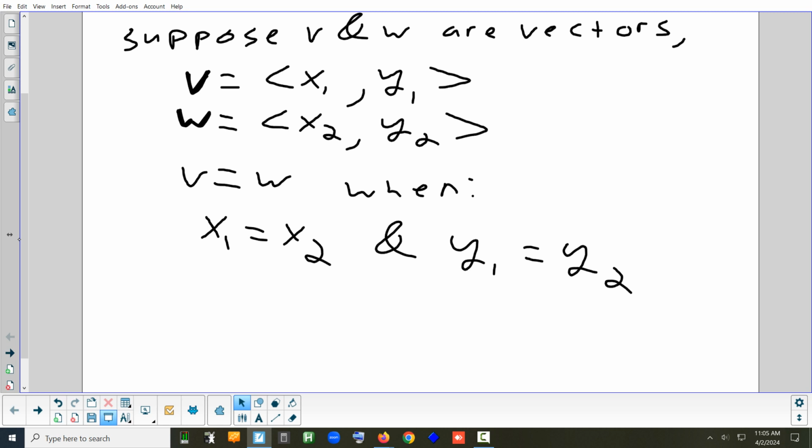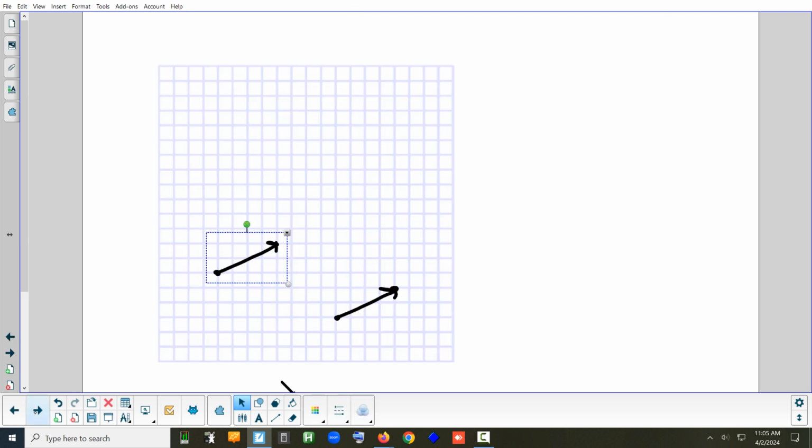All right, now I want to go back to that page for a second and try one other thing. What if I did this? Is that vector equal to the other two? No, that one's not. It has the same magnitude, but it has the opposite direction. So this one is not the same as the other two.